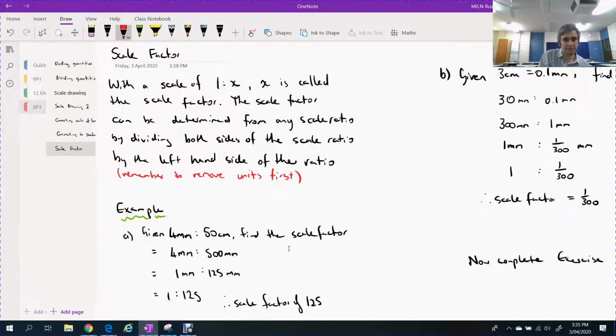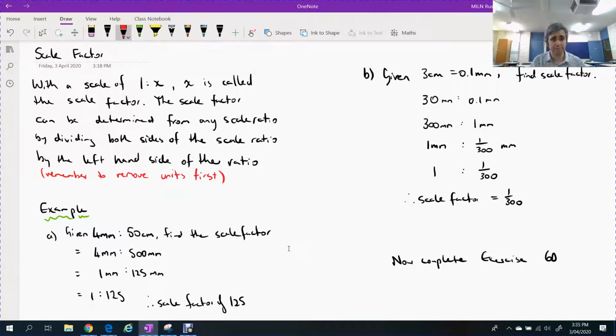So the last little bit of this exercise talks about scale factor. And to find a scale factor, we convert the scale to the form 1:x, and x will be the scale factor. Just remembering to remove the units first. So if you've got different units on either side of the ratio, convert them both to the same units and then divide it out. So here we are.